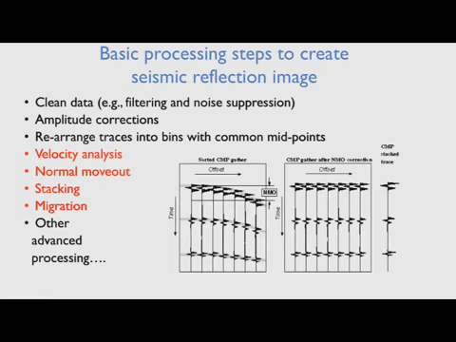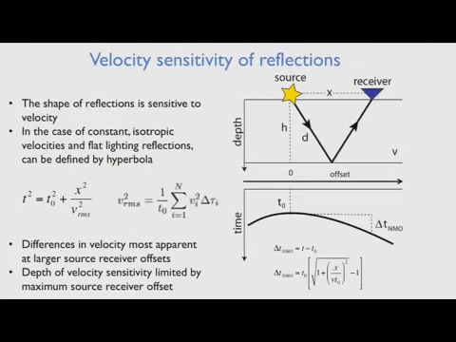Another step, which I'm not going to really talk at all about, is migration, and that too is dependent on velocity. So along the way of doing this processing job, we get an image plus some velocity information on the Earth. And so here's your one slide, very simple thing about the velocity sensitivity.